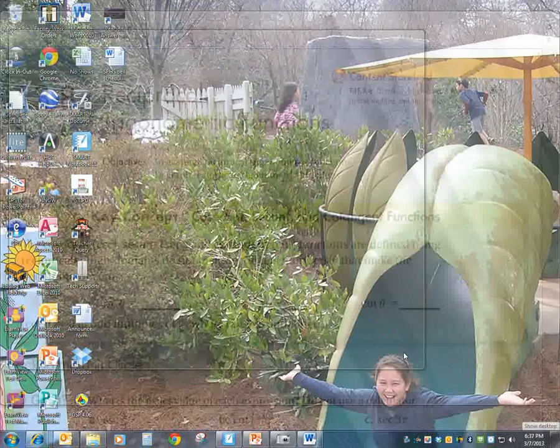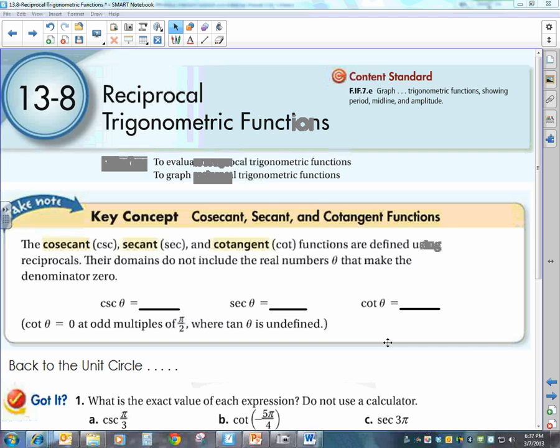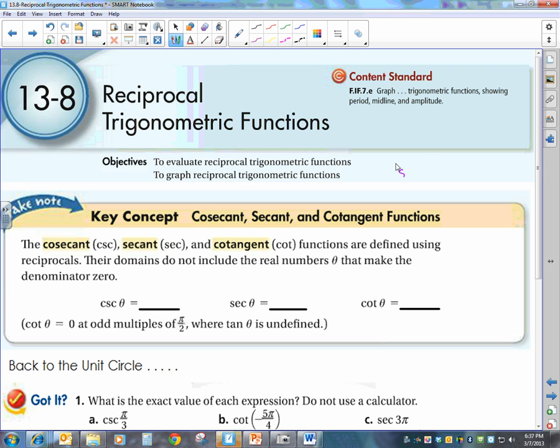Today, we're talking about reciprocal trigonometric functions. So we have to define them at first. We have the cosecant, the secant, and the cotangent. And these are going to be reciprocals of what we've already talked about. We've talked about the sine, the cosine, and the tangent. So each of these three, one going with each one, is a reciprocal of one of these three.